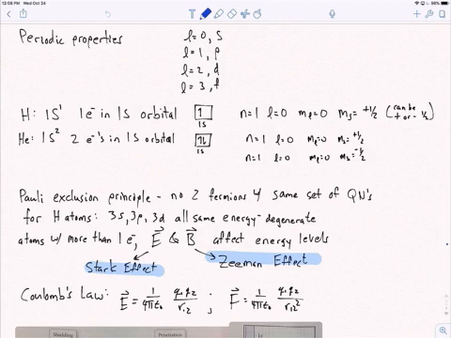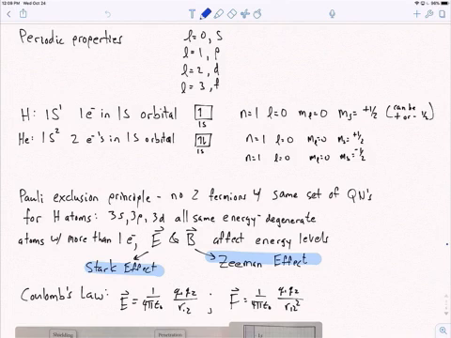And we mentioned the Pauli exclusion principle last time. No 2 fermions can have the same set of quantum numbers in the same atom. So that's the reason why we have to have spin up and spin down. We can't have them all be spin up in the 1s orbital. And we talked about that. That's why matter has structure.